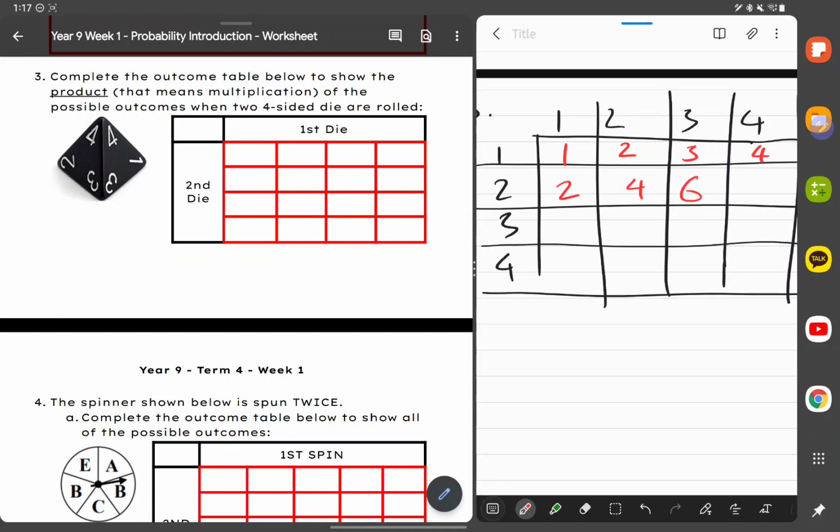2 times 4, I get an 8. Over here, 3 times 1, I get a 3. 3 times 2, I get a 6. 3 times 3, I get a 9. 3 times 4, I get a 12. 4 times 1, I get a 4. 4 times 2, I get an 8. 4 times 3, I get a 12. And 4 times 4, I get a 16. And boom, that's question number 3.